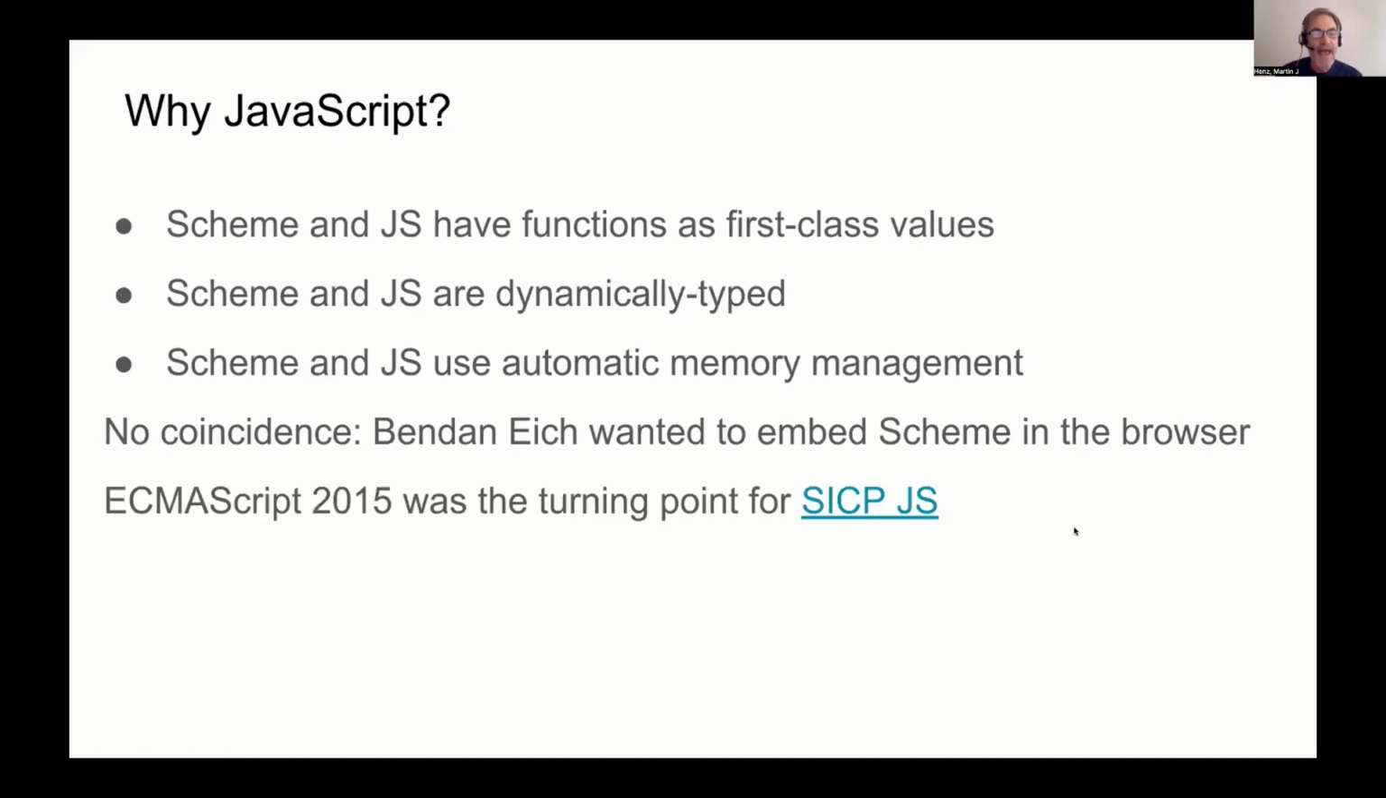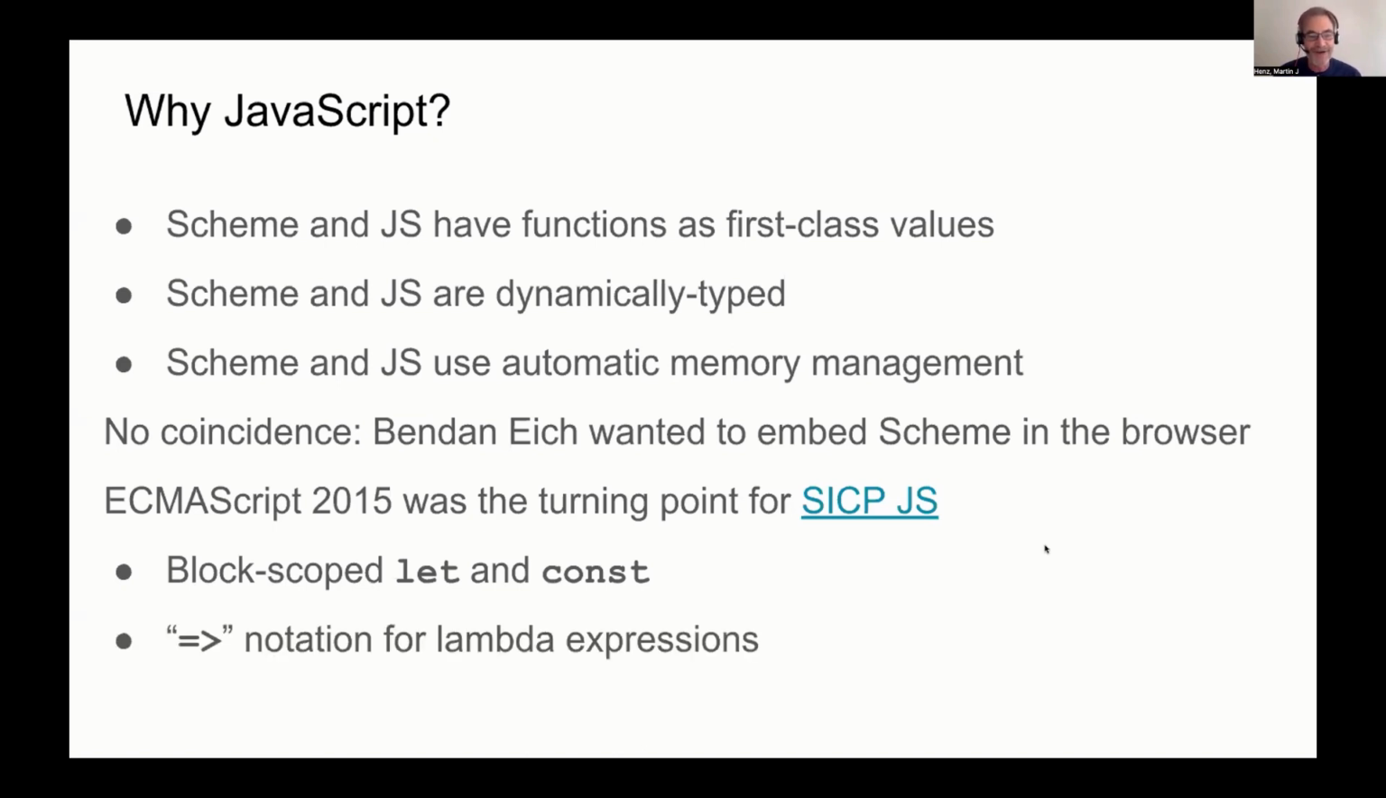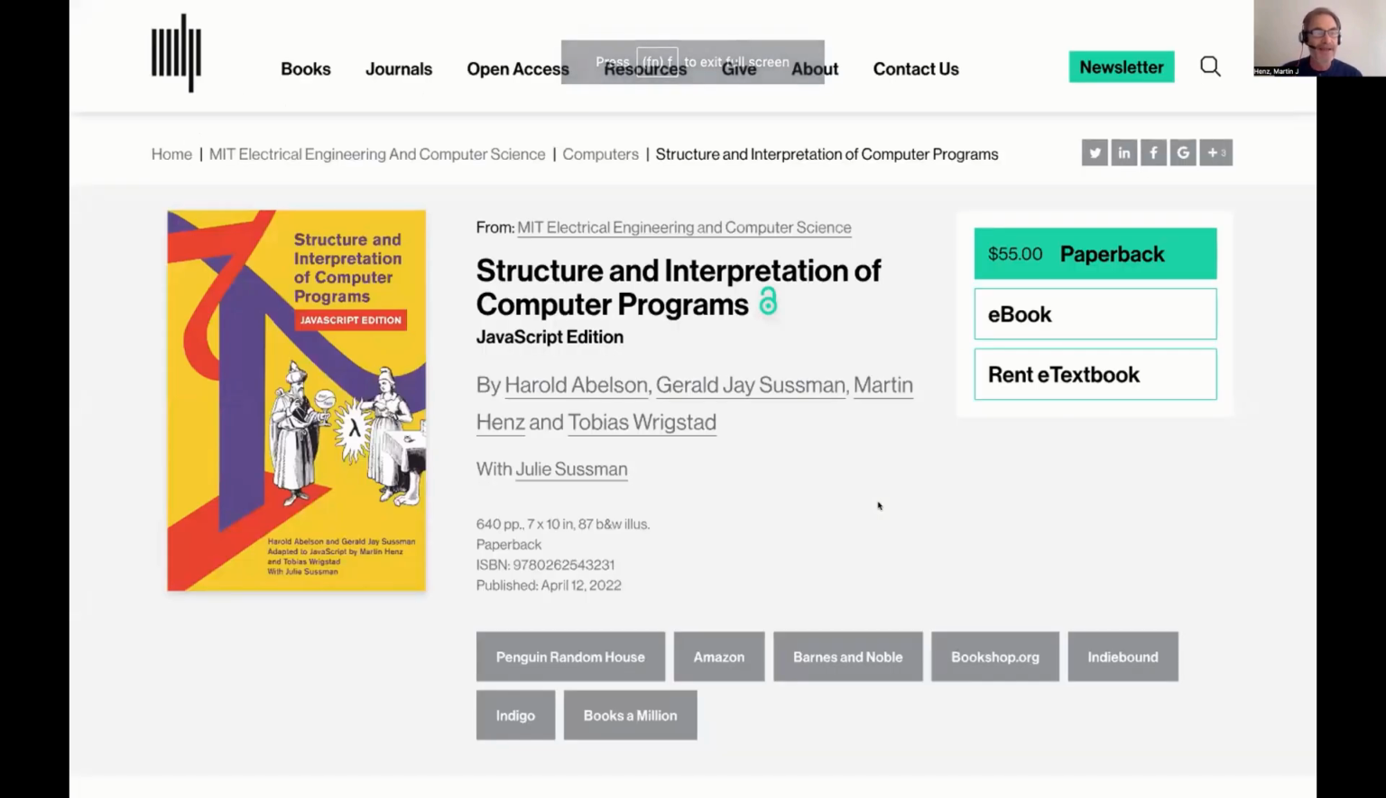A turning point was ECMAScript 2015 for adapting this textbook to JavaScript. ECMAScript 2015 has block scoped let and const. It has a beautiful notation for lambda expressions, and it has proper tail calls as required by the standard. And that allowed us to adapt the entire textbook to JavaScript, and the outcome is this MIT Press published book called Structure and Interpretation of Computer Programs, JavaScript edition. So we proudly announce that we have now this classic textbook available in our favorite programming language, JavaScript.